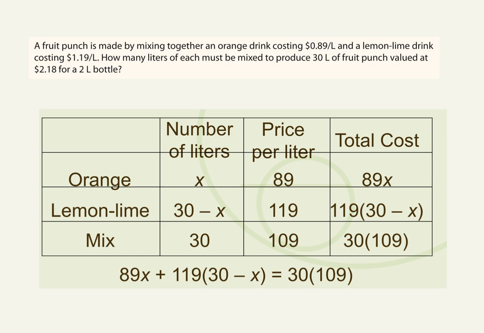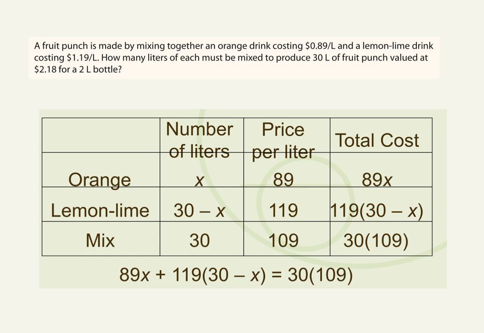And then the last type of problem you're going to run into in this section are mixtures. A fruit punch is made by mixing together an orange drink costing 89 cents per liter, a lemon lime drink costing $1.19 per liter. How many liters of each must be mixed to produce 30 liters of fruit punch, valued at $2.18 for a 2-liter bottle?